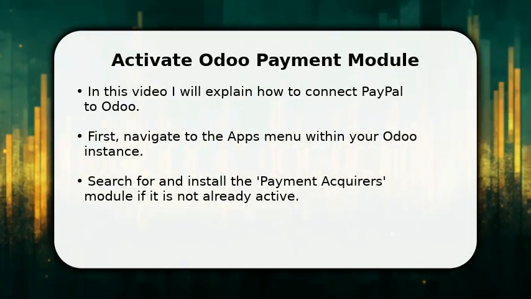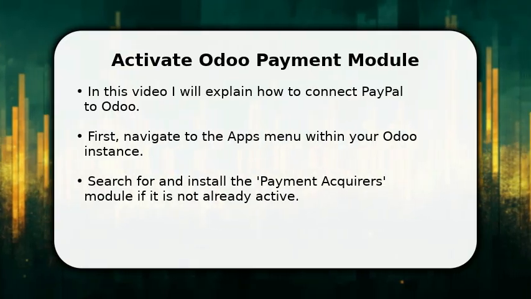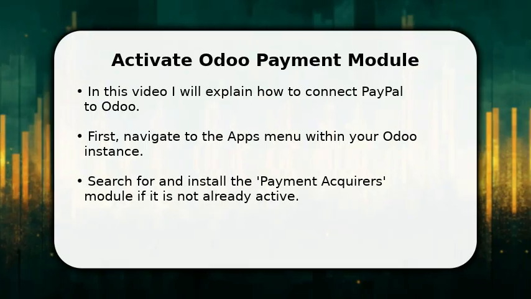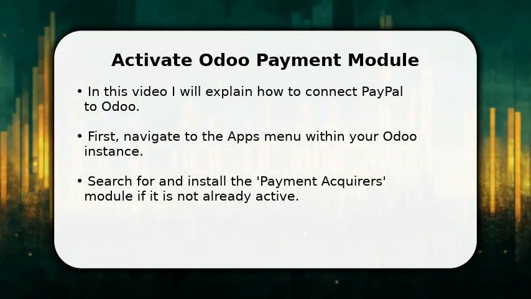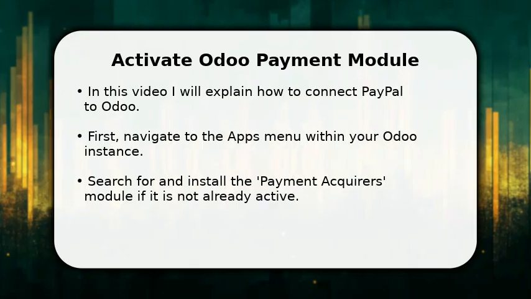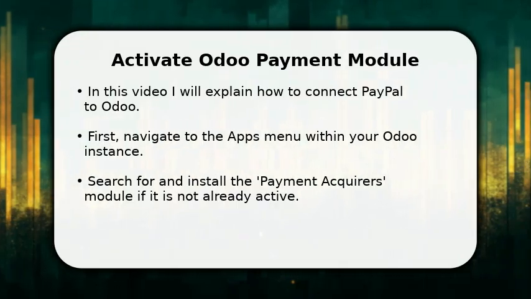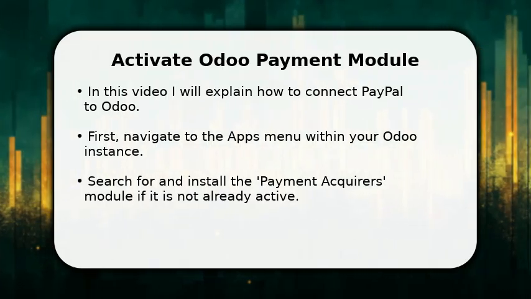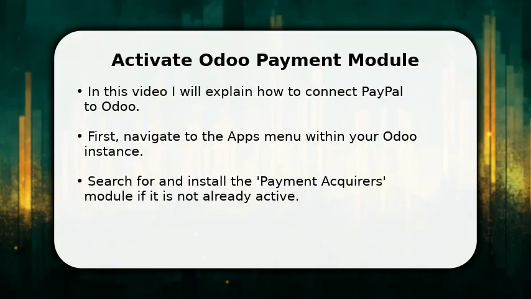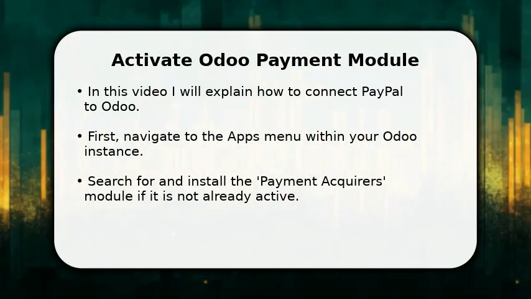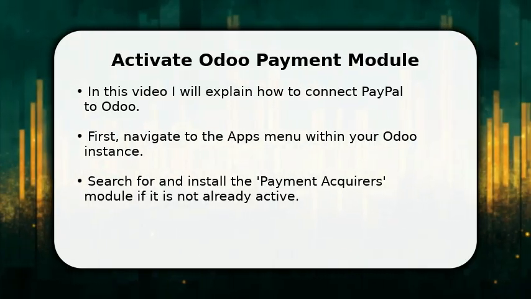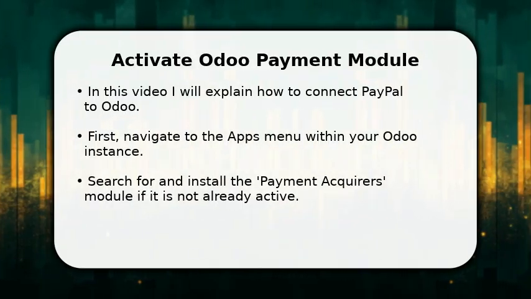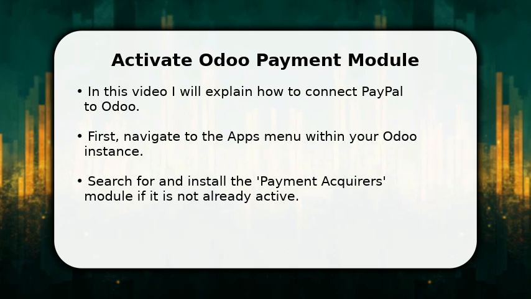Hello everyone. In this video, I will explain how to connect PayPal to Odoo, enabling seamless online transactions for your business. To begin, you will need to activate the Payment Acquirers module in Odoo. Simply go to your Apps menu, search for Payment Acquirers, and install it if it is not already active. This crucial step ensures that Odoo can manage and integrate with different payment services, including PayPal, providing a robust foundation for your payment processing needs.